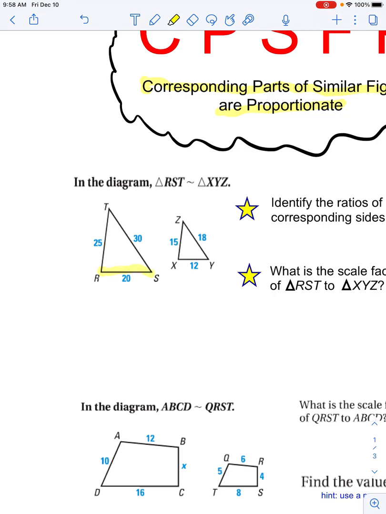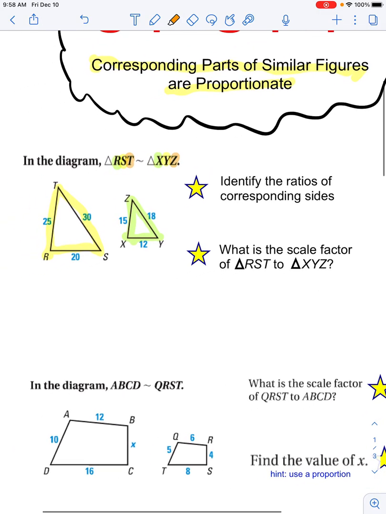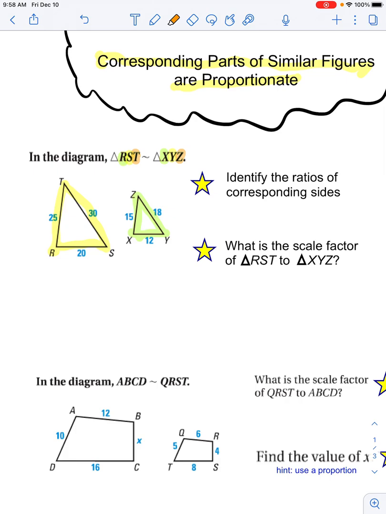So if I dig into this first example, I have triangle RST and triangle XYZ. Again, the order matters. The first letter corresponds to the first letter over here, the second letter corresponds to the second letter, and the third letter corresponds to the third. So how that goes does matter.